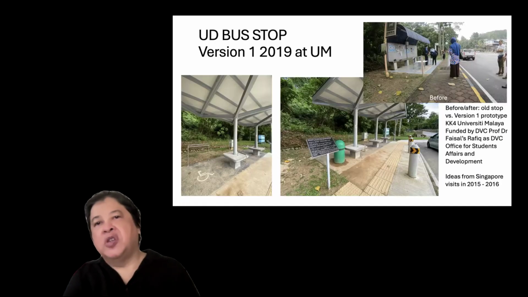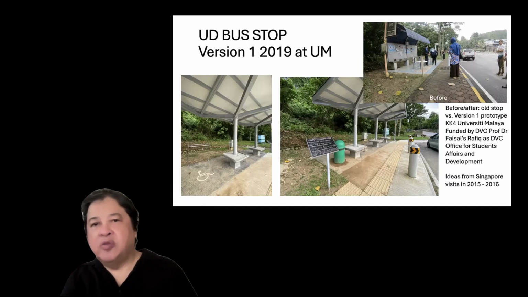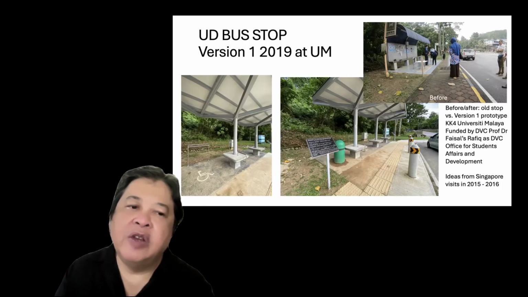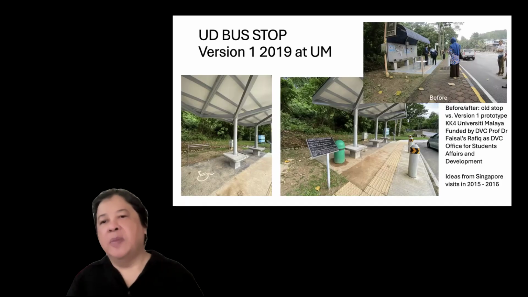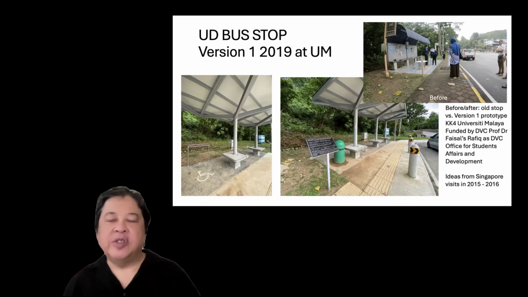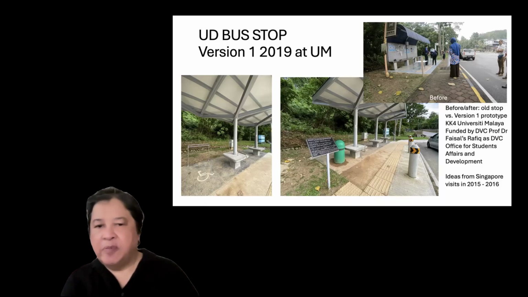This is the before picture, on the top right, where the old bus stop is just a typical bus stop with benches, and that's really it. What we did was we tried to design a bus stop. After going to Singapore and finding a lot of information as well, we designed our own. It has all the universal design features, but we learned from it that we need to actually improve on it.